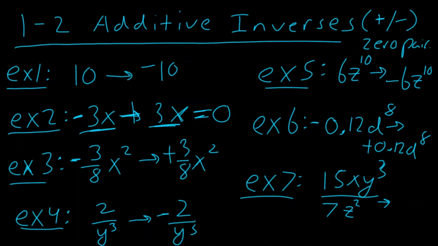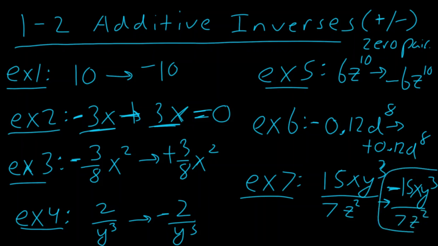How about here, example 7? This might be the most complicated looking thing we've seen so far. What is the additive inverse of positive 15xy cubed over 7z squared? It's literally the same thing. We just put a negative out front. Negative 15xy cubed over 7z squared.